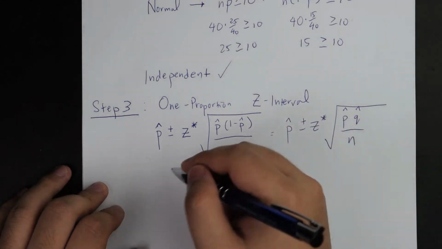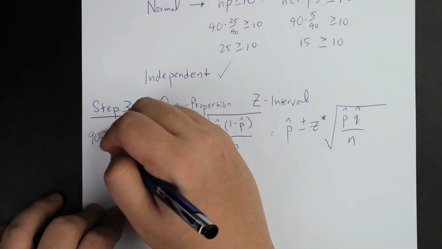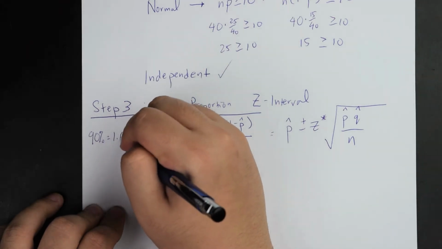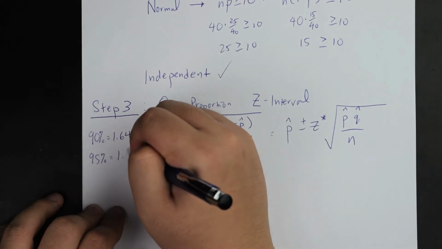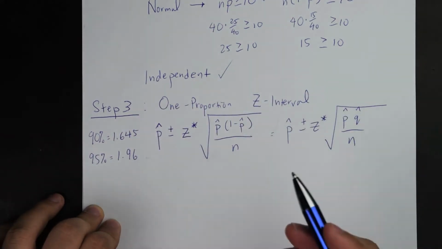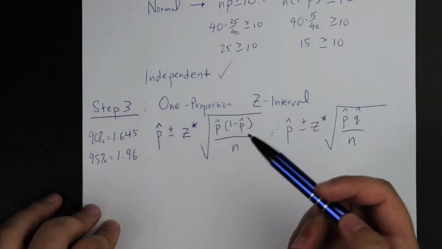But for the conditions around this, if it's 90%, and I'm going to write it here in the corner, you do not need to write this in the exam, it's going to be 1.645, and for 95%, it's going to be 1.96. And so for this question, I'm going to do the 95%, so 1.96. And so I'm going to go ahead and get started.